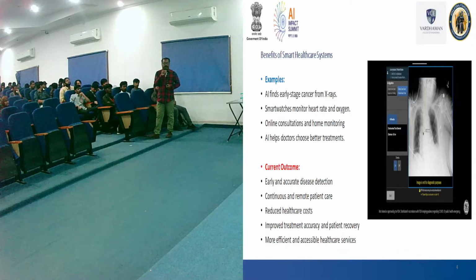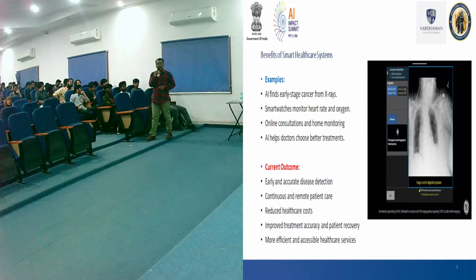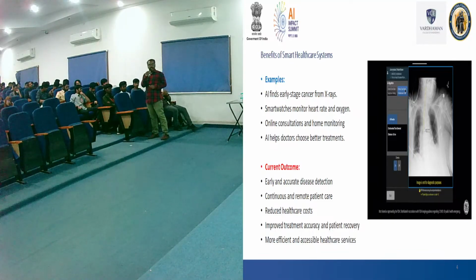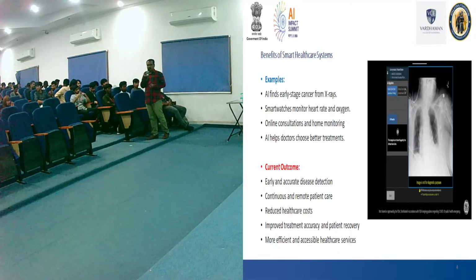Okay, what are the outcomes of this current technology? Benefits of smart healthcare systems. What are the outcomes? Earlier and accurate disease prediction, remote patient care, reduced healthcare costs. Improved treatment accuracy and patient recovery, more efficient and accessible to remote places. So we are able to offer more service applications.